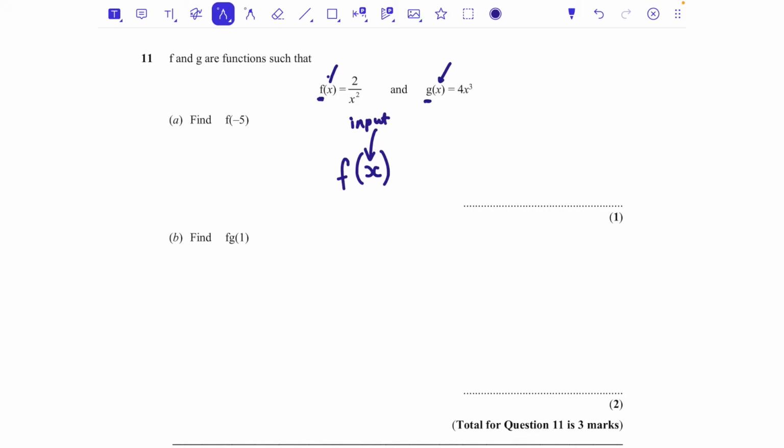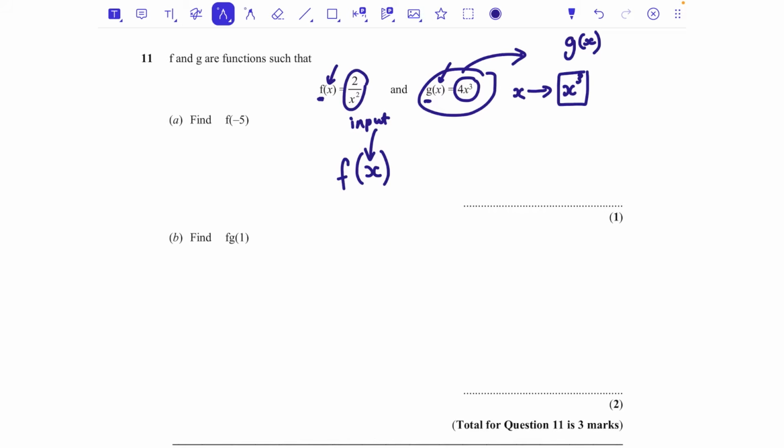So whatever number goes in this bracket, that's what you're putting into the function. And then on this side, that's just the instructions of what we need to do. So if we look at g of x, for example, g of x is just the title, the name of the function. X is what we're putting in, because that's what's in the bracket. We're going to cube it, and then we're going to times it by 4, and that will get us the output. Okay, so that's what that function does.